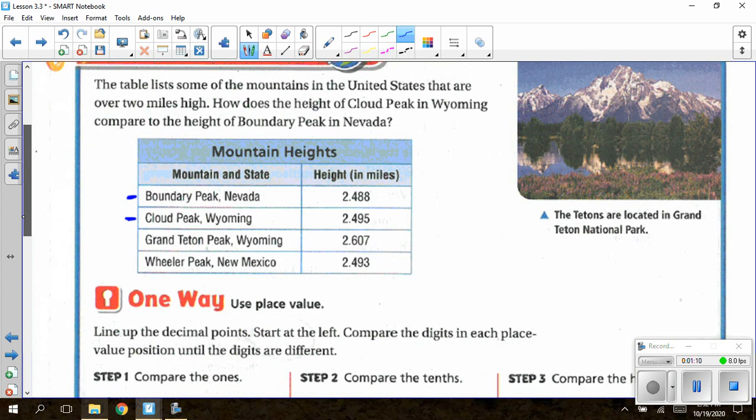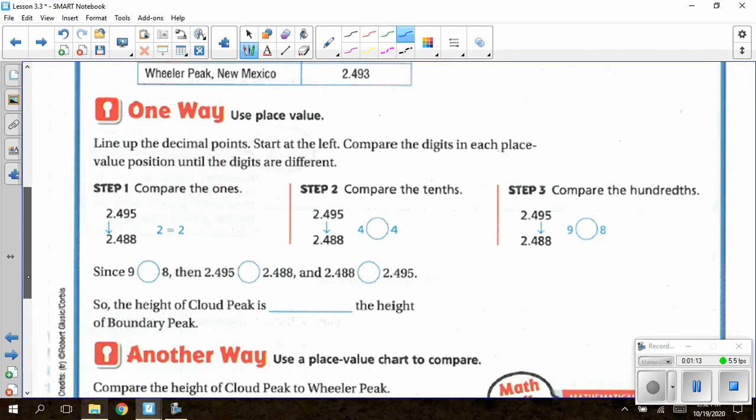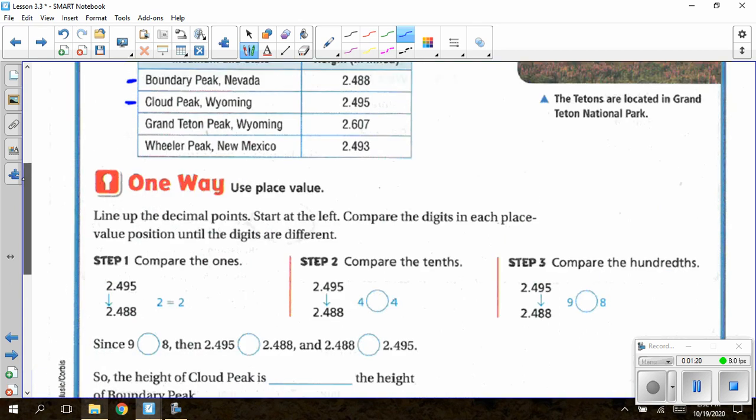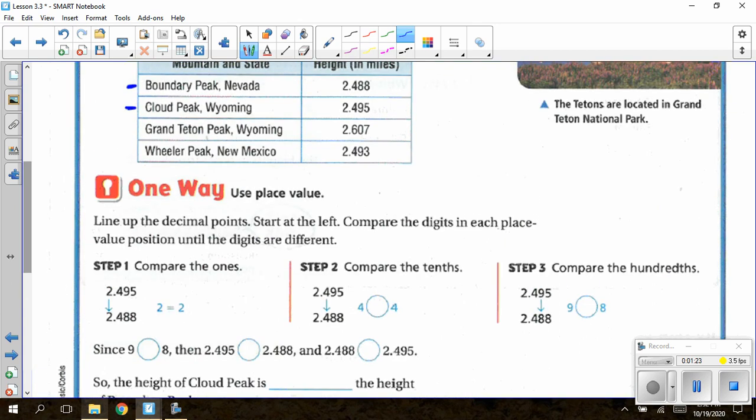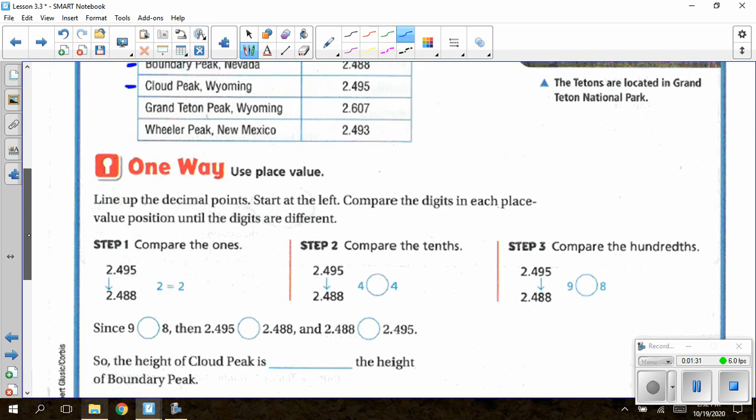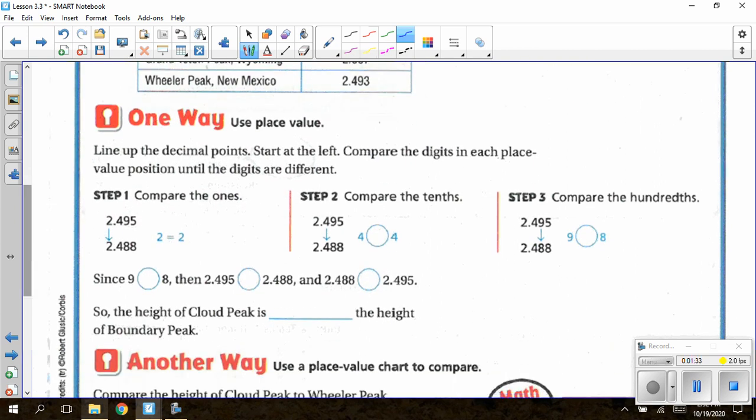So one way to compare decimals is to make sure we have our decimal points lined up. So notice in this step one, they do have the two decimals stacked on top of each other. Looking up at the table, we do see that they do have the Cloud Peak listed first on top of the Boundary Peak from Wyoming. So we always start at the very left of the number, the largest place value that is given, and then you can compare the digits in each place value position, and you keep looking until you have where the digits are different.